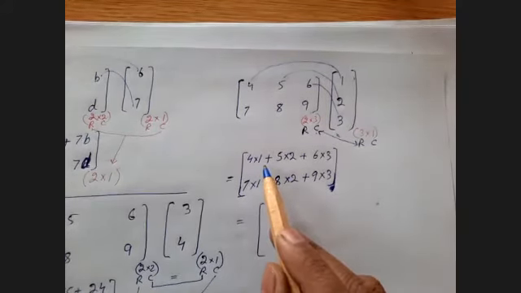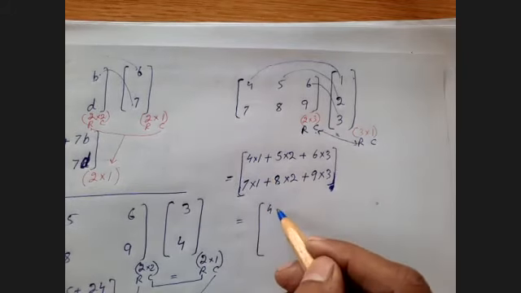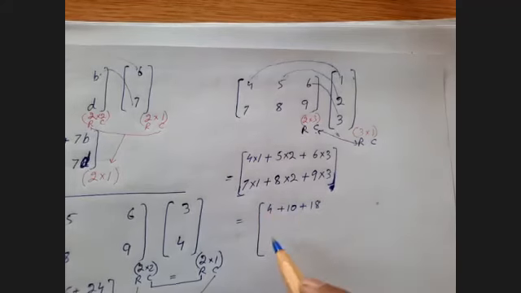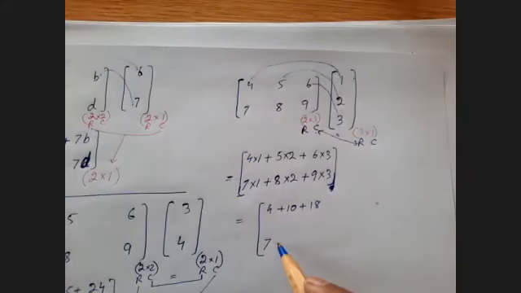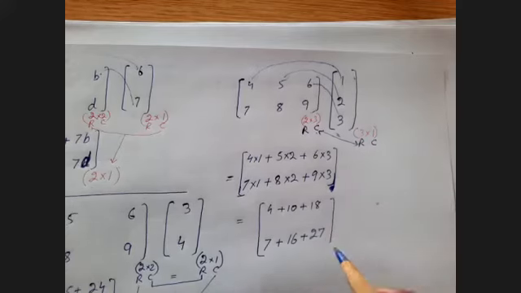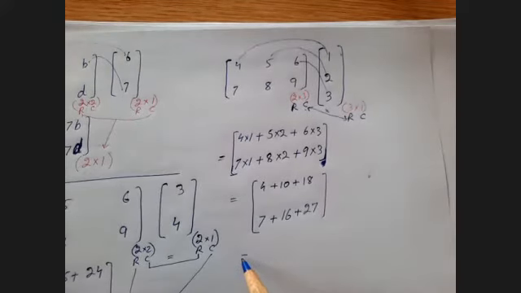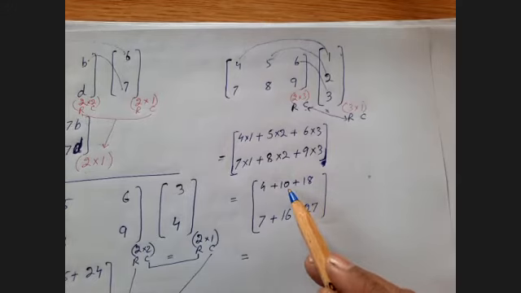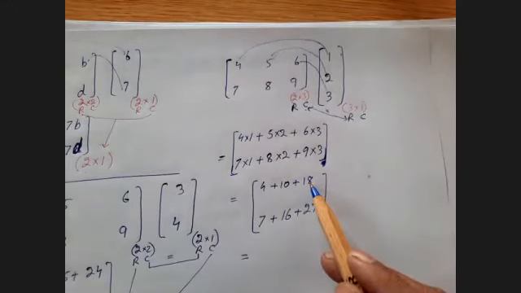4 ones are 4, plus 5 twos are 10, plus 6 threes are 18, 7 ones are 7, plus 8 twos are 16, and 9 threes are 27. Now adding all these, 10 plus 18 gives you 28, and 28 plus 4 is 32.